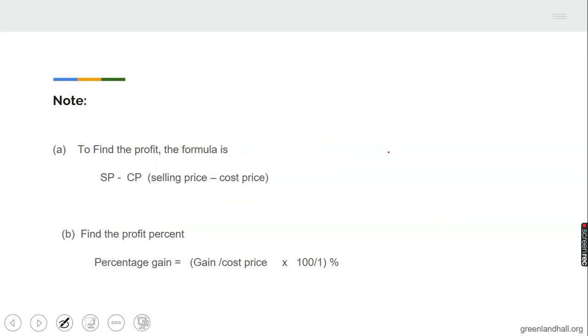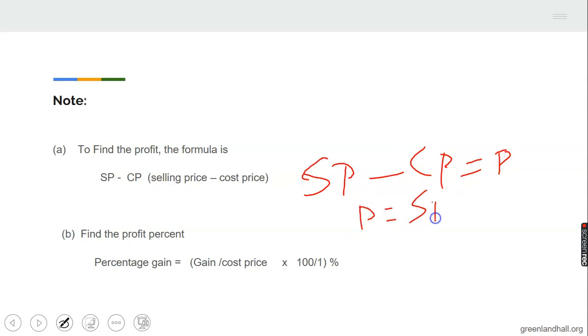Now I told you SP stands for what? Selling price. And CP stands for what? Cost price. So if you're looking for the formula to find the profit, you say SP, that's selling price, minus cost price, will give you your profit. Profit equals selling price minus cost price.